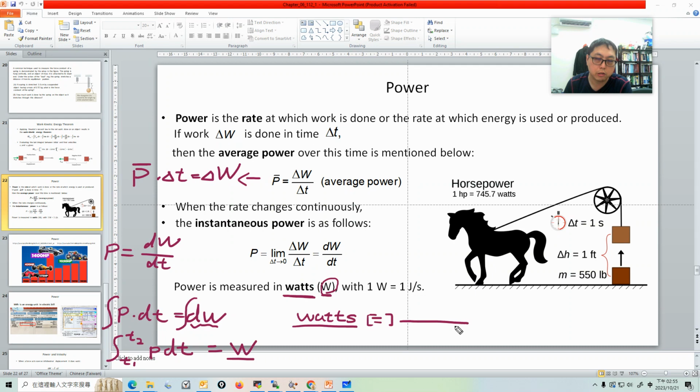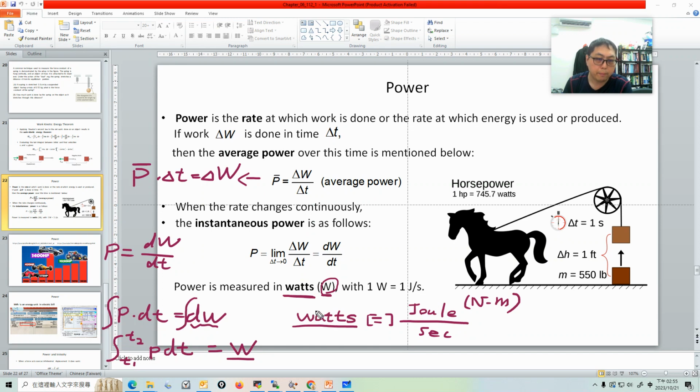And in the MKS system, what's the energy unit we love? It's called the joule. In the last video, I said the joule is the energy unit we use the most in the MKS system. And in the MKS system, the unit of time is the second. So watts equal joules per second. Don't forget about it. And what is a joule? A joule equals newtons times meter. Don't forget about it.